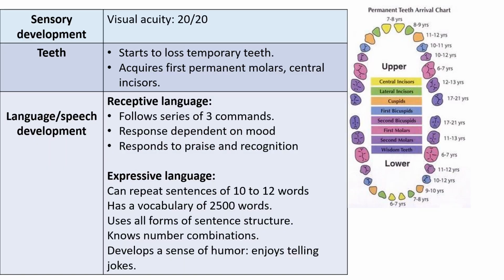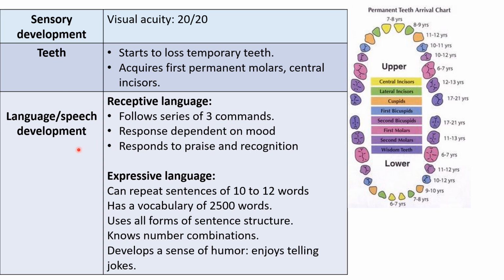Sensory development. The visual acuity is 20 by 20. The child is having good vision. Teeth starts to lose temporary teeth and acquires first permanent molars, that is the central incisors. So you can see the central incisors are the first teeth to come.